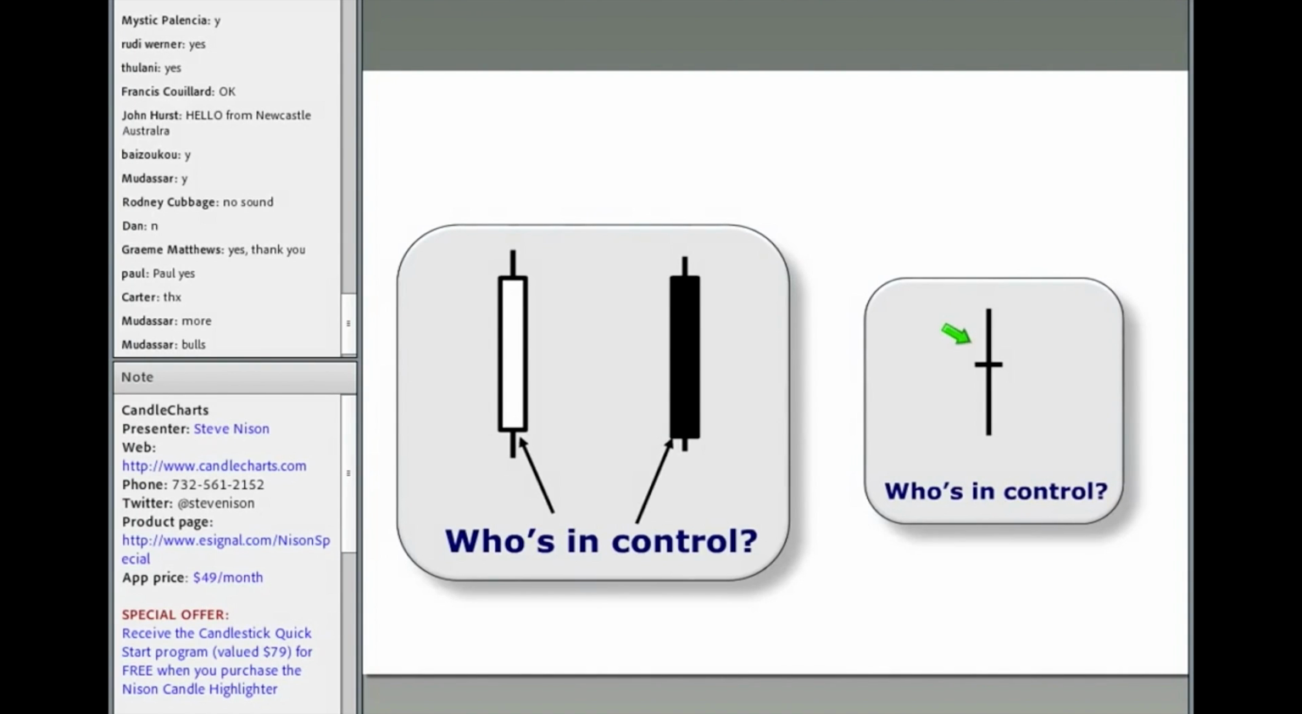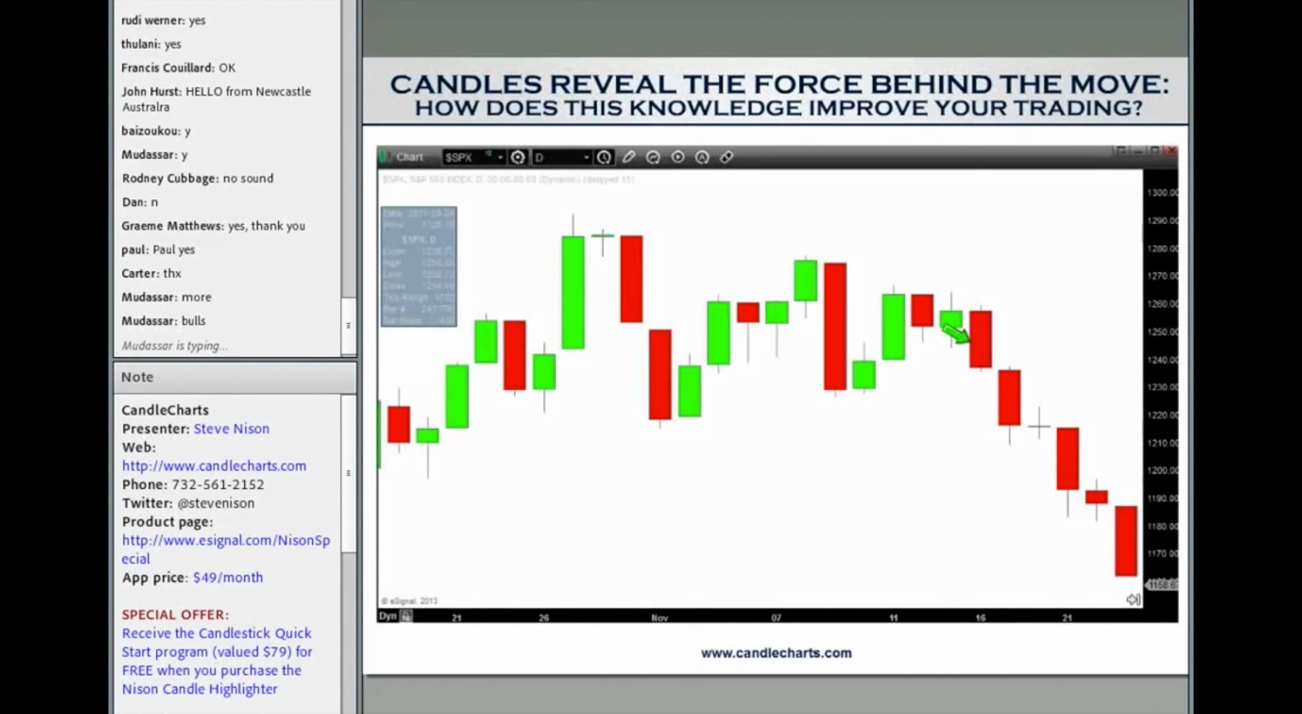Now, what if we get something like this, which is called the doji, where the opening and closing are the same? There's no rectangular portion. Who's in control? Is it the bulls or the bears? Right, neither. There's a balance of forces between the bulls and the bears. And why is something like this valuable? Well, let's look at this.